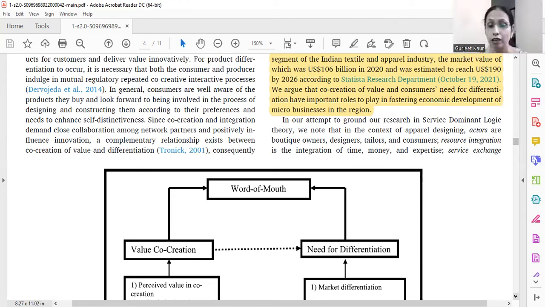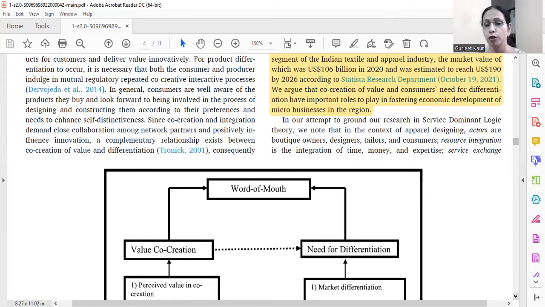When I say these are the dotted lines, it means this is something which has been proposed but not researched upon. So this model should emerge from your research gap only. Right, sir? Absolutely. Very clear. The research gap should get reflected in your theoretical model. Very clear.